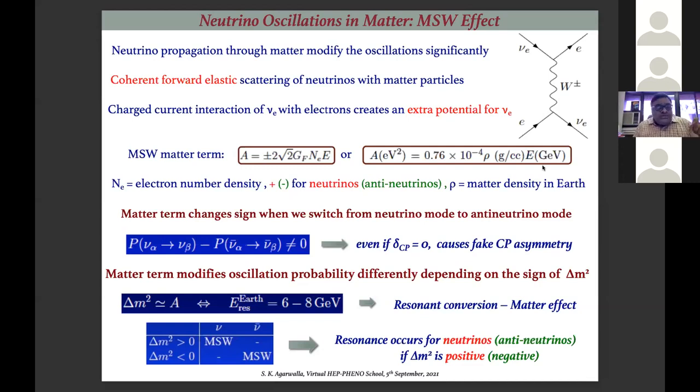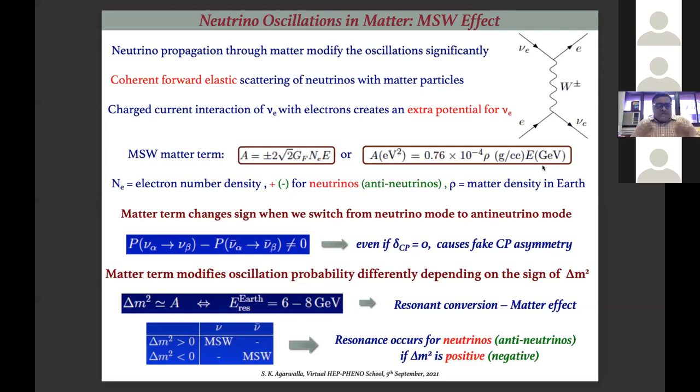So the take-home message is that even if your delta CP is zero in nature, the term that helps us to measure the CP asymmetry, that is going to be finite because you have matter. So you can say that matter brings in the fake CP asymmetry. And this is a very important point that we should understand, because the biggest challenge the current and future experiments are going to face is how to disentangle between fake CP asymmetry and the genuine CP asymmetry that you can have due to non-zero values of delta CP phase. And it is very complicated. It's a very complicated study.